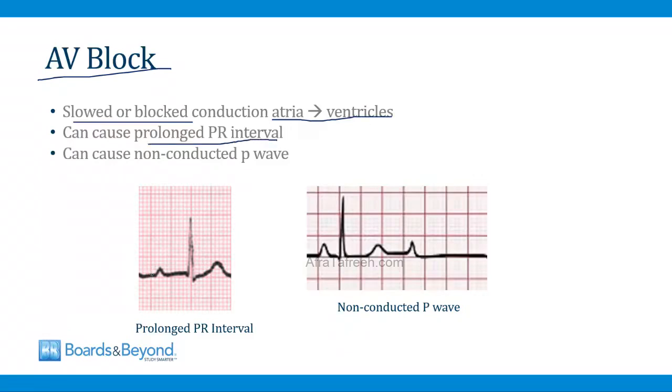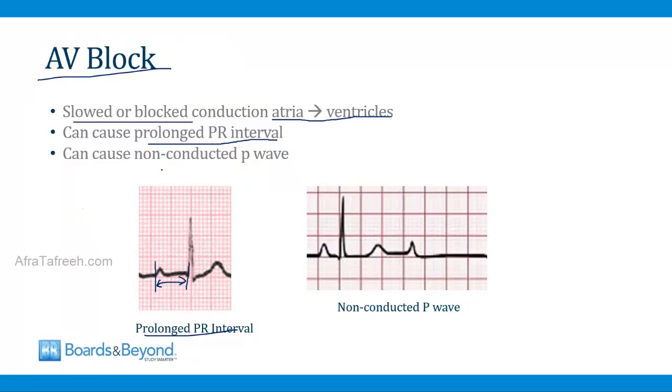If you look at the bottom left side of the screen here, the PR interval is from the beginning of the P wave to the beginning of the QRS interval. A normal PR interval is about 200 milliseconds or so, which is one big box wide. This PR interval is about 400 milliseconds, or two big boxes wide, and that is prolonged. That's one of the things you can see on the ECG if there is an AV block present.